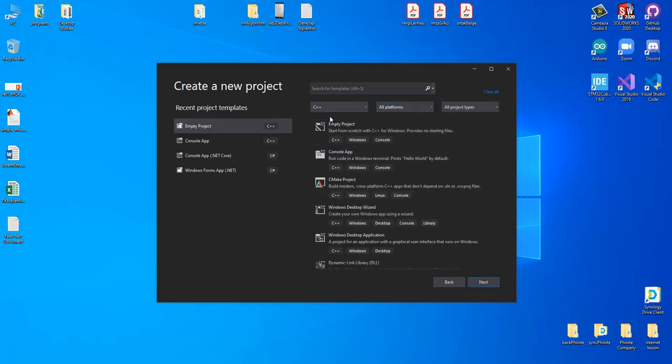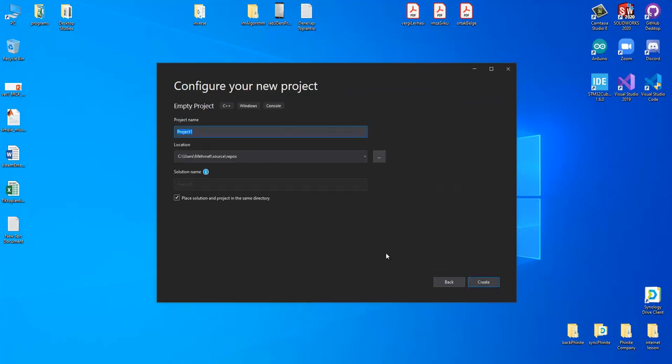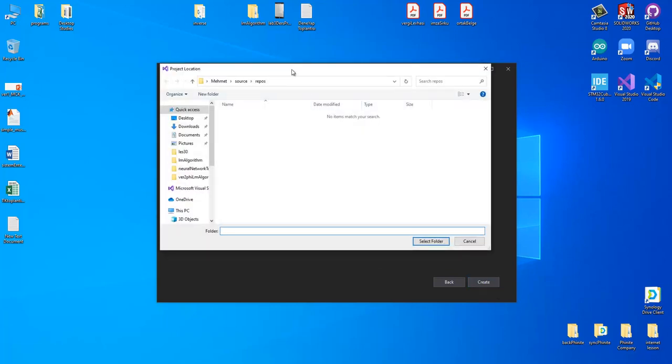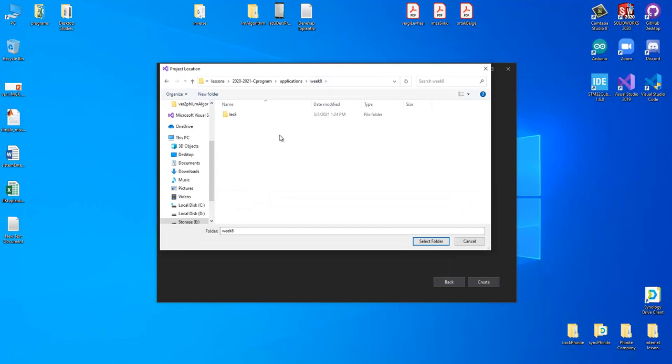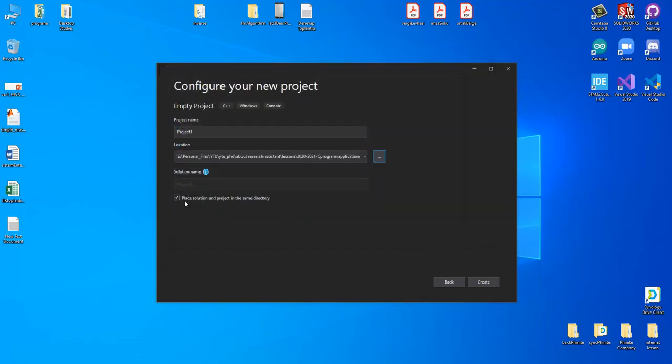We need to select the C++ compiler with the empty project selection. We push the next button in here, and we should select the directory. In this lesson I use this current folder, and you may choose a different path location. I always pick the place solution and project in the same directory. Okay, this should be checked. The project name is week 8. Okay, and in order to create this project, we push this button in here, and then the project file is created.